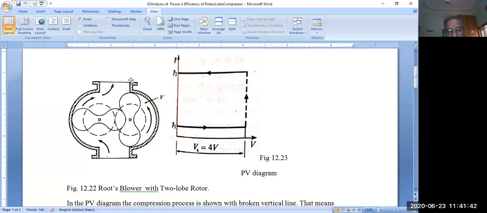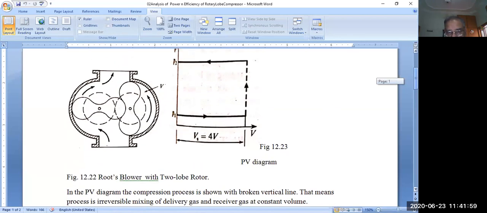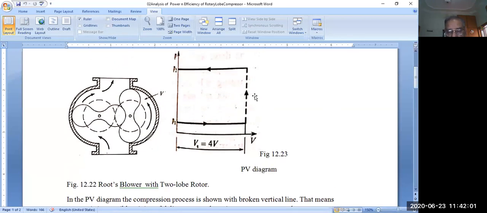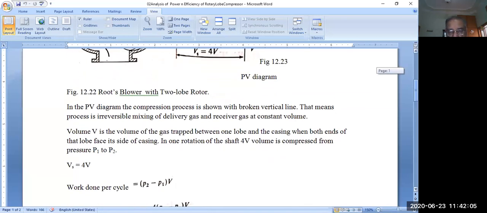So when the blower comes here, this air is thrown here, and from here the receiver backward flow comes, which is at high pressure, and they get mixed up, and this pressure P1 becomes P2. So this is how it works. Inside the compressor, nothing is done, no work. Work is done only irreversibly in the mixing process of high pressure air and low pressure air.